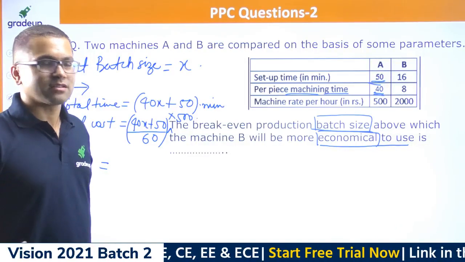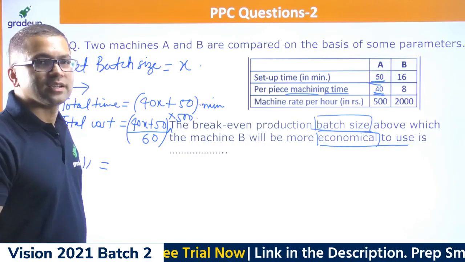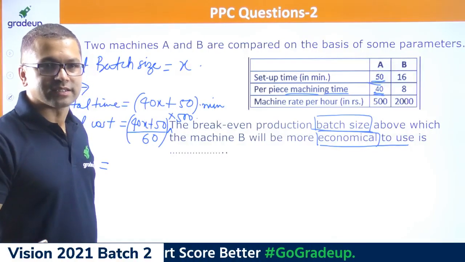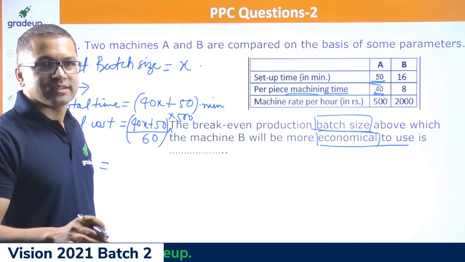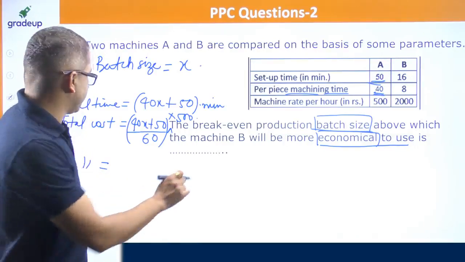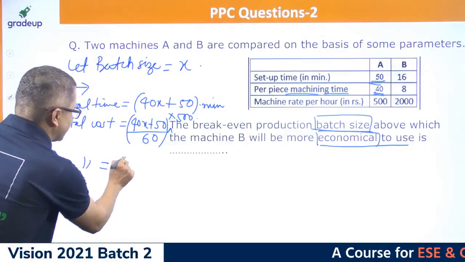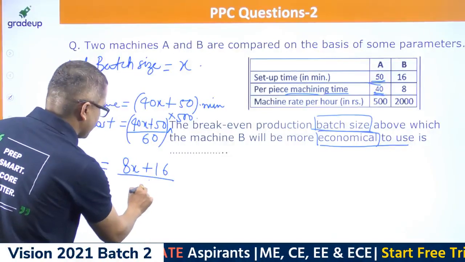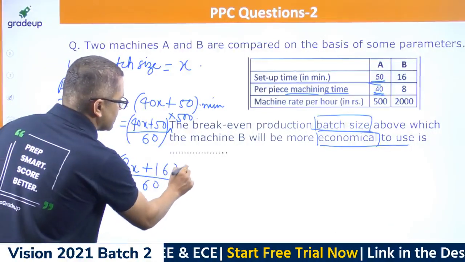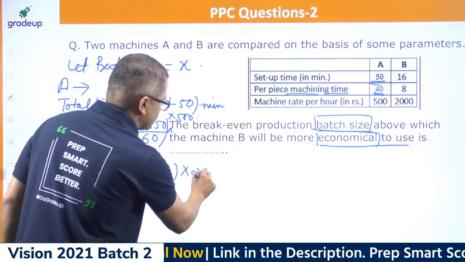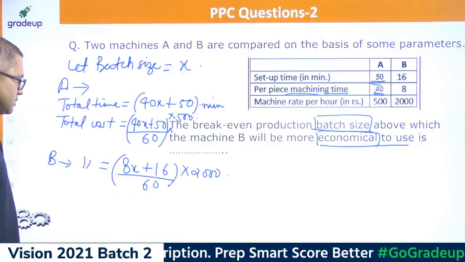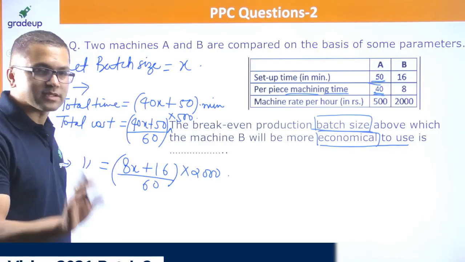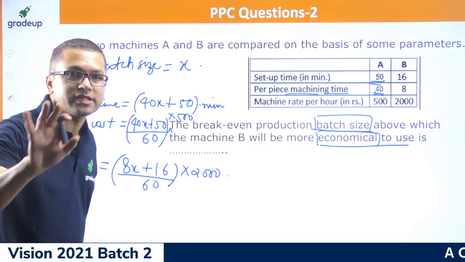Krishna says that it has to be 16 plus 8x, yes, 16 plus 8x upon, okay, fine, so let me write it. That is going to be 8x plus 16 upon 60 into 2000, right? That's the total cost of B. Yes, so 8x plus 16 upon 60 into 2000. Yeah, Praveen, you're also right.